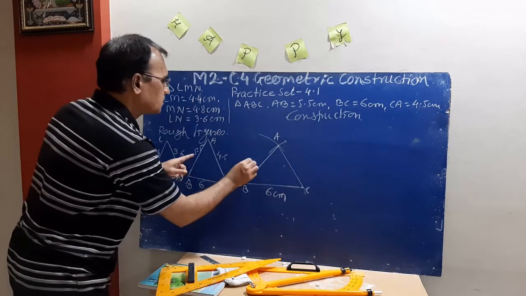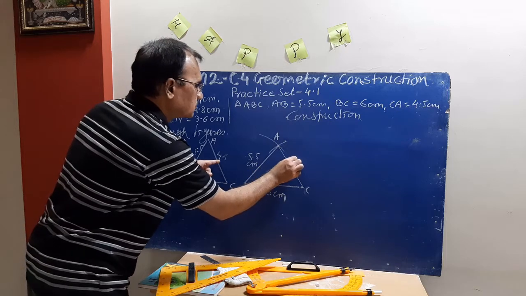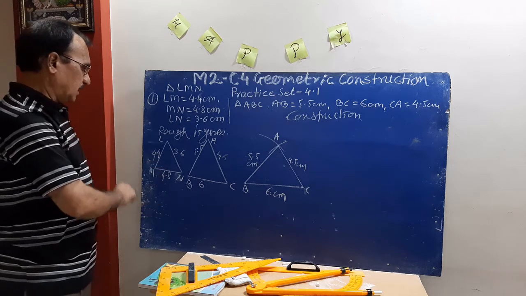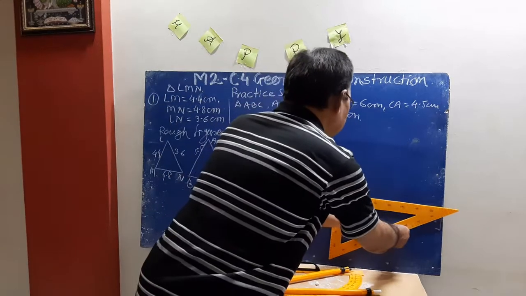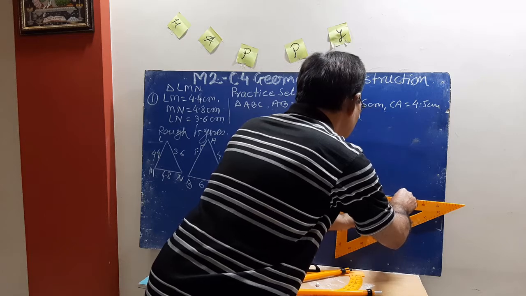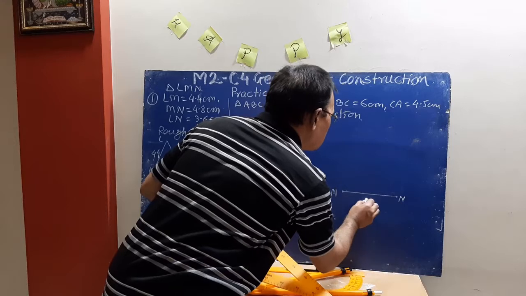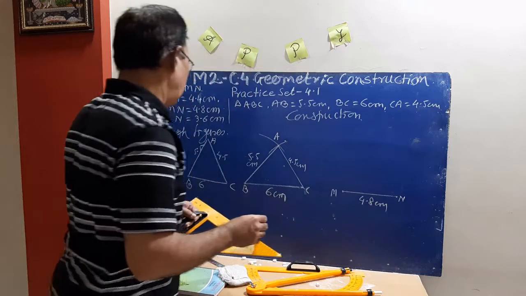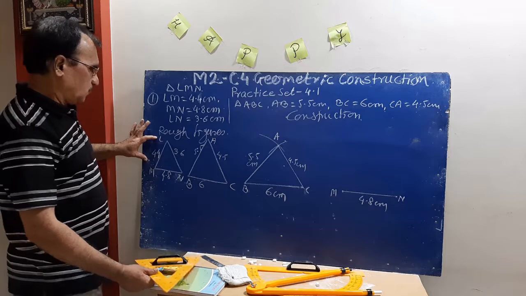Write the measurements here: 5.5 cm and 4.5 cm. Now the second triangle, triangle LMN. Take MN 4.8. This is MN. Don't forget measurements, 4.8 cm. Then take radius LM with the help of a scale.